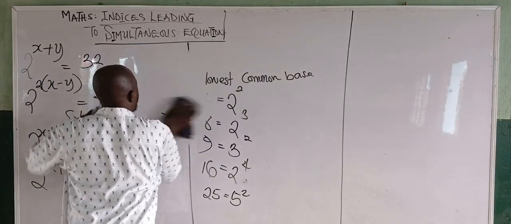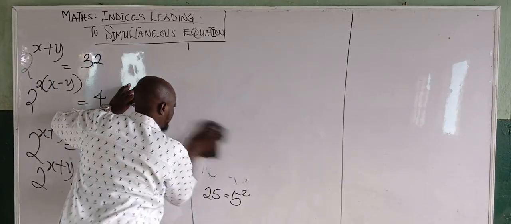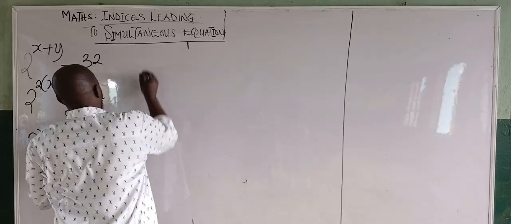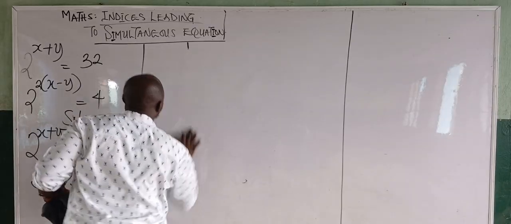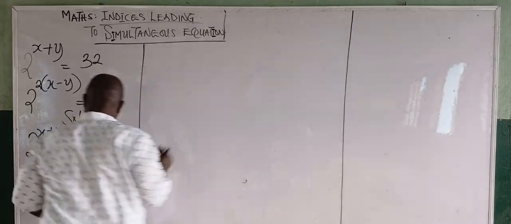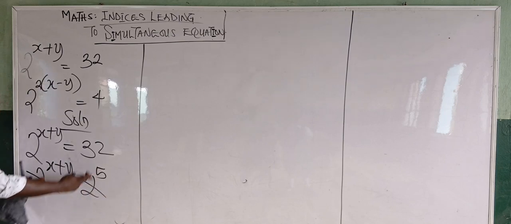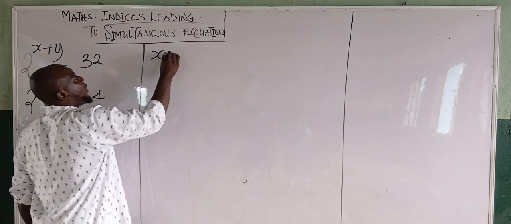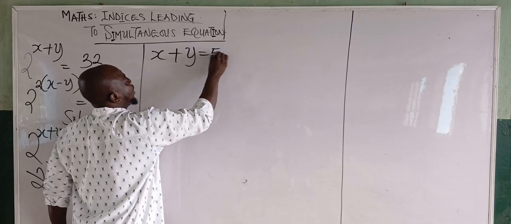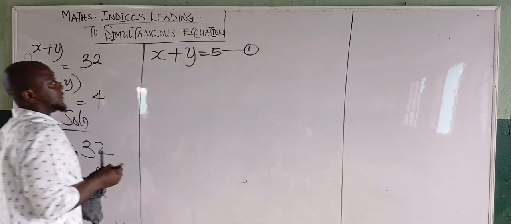So next up here, I will have that from here. Now that the bases are the same, you can take care of this one so that the power will drop, because the power is our concern. So here becomes this as my equation 1.